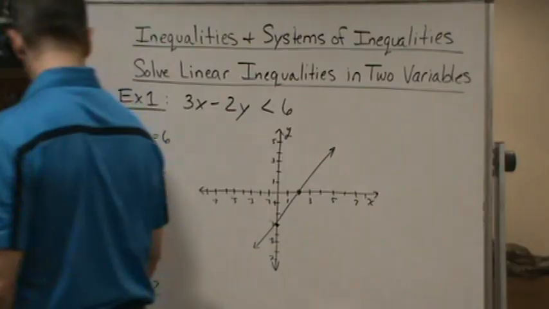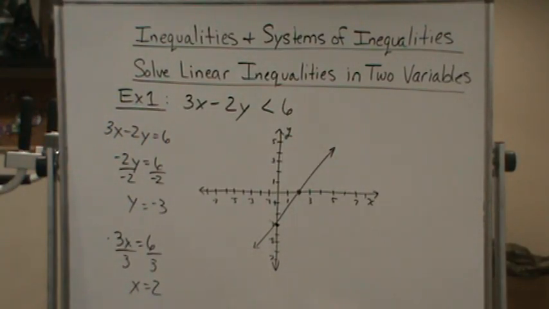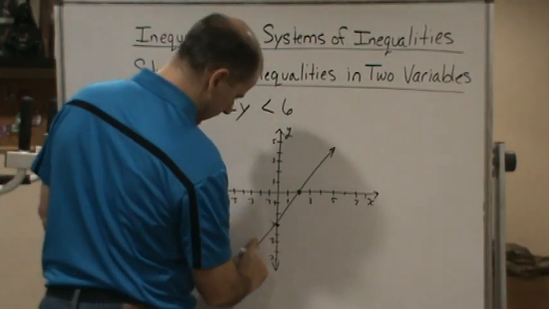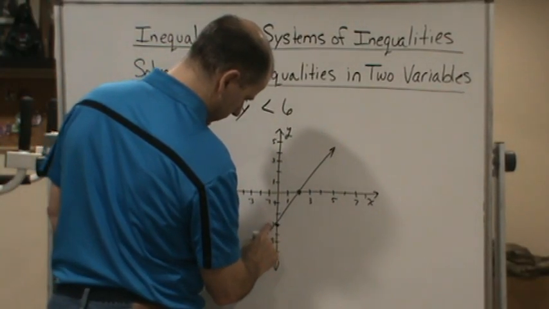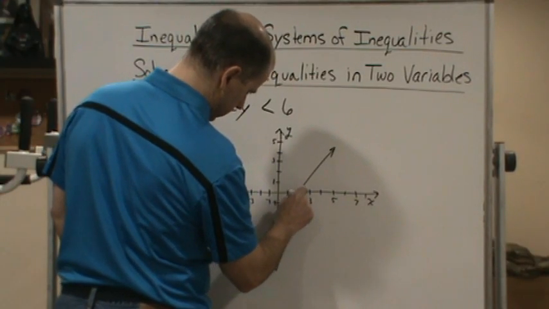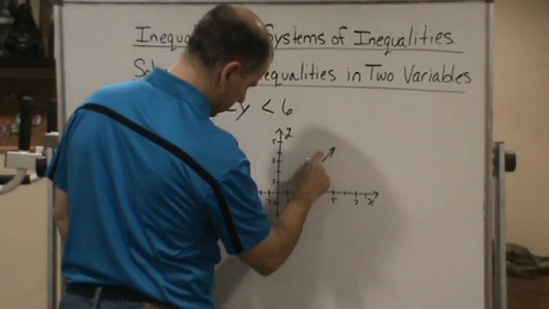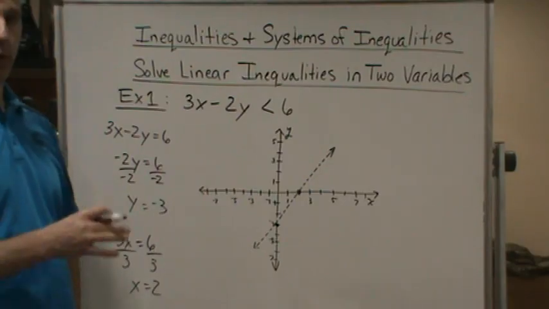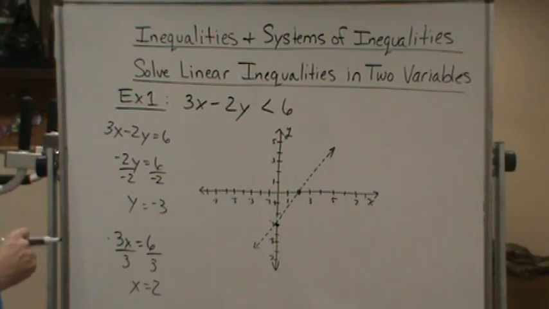Like so. Okay, now, since this is a strict inequality, we're going to use a dotted line, right? So I'm just going to draw it. Okay? So it's a dotted line, meaning that the line is not going to be included in our solution set. So all the points on the line will not be included in our solution set.